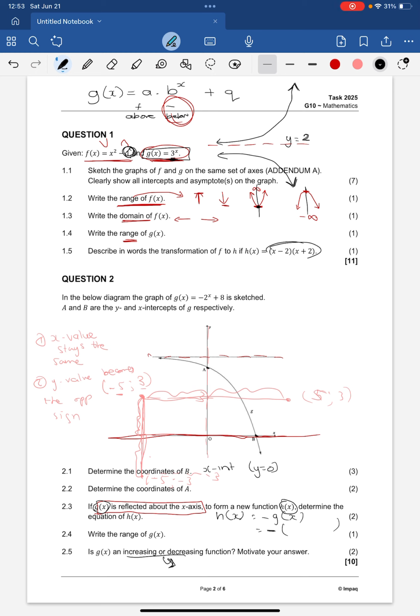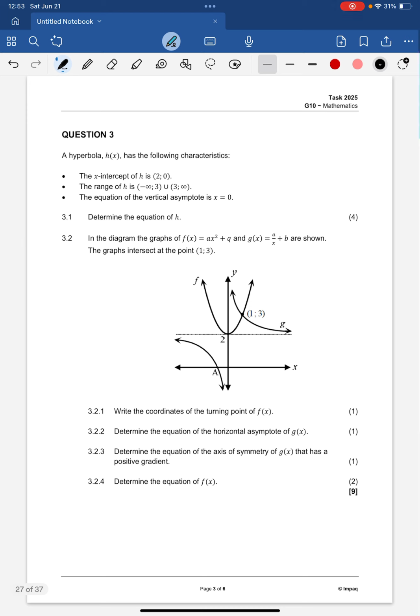A hyperbola h of x has the following characteristics. The x-intercept of h is (2, 0). The range is -3 to infinity. Or 3 to infinity. Okay, that's an interesting way to write it. And then the equation of the vertical asymptote is x is equal to 0.